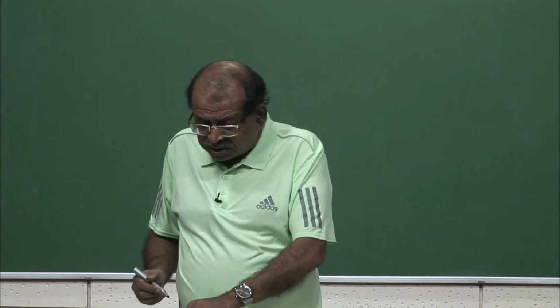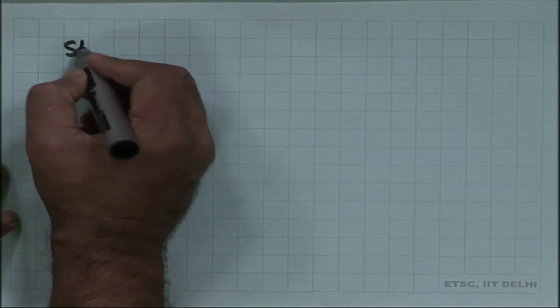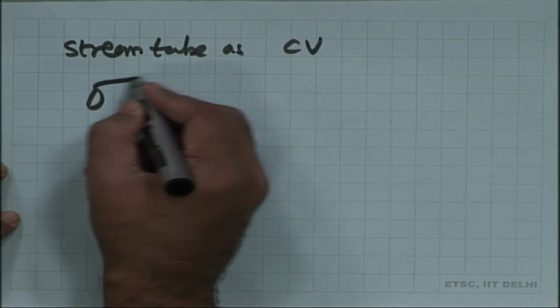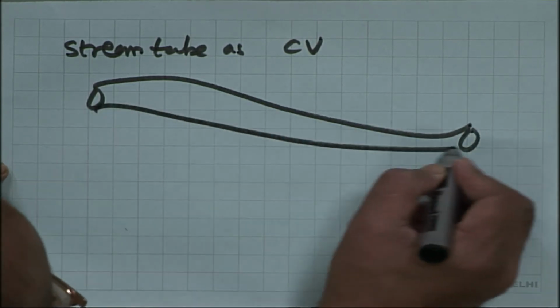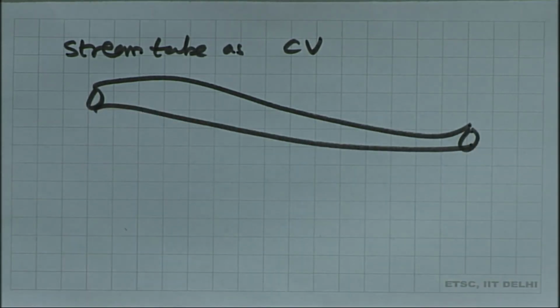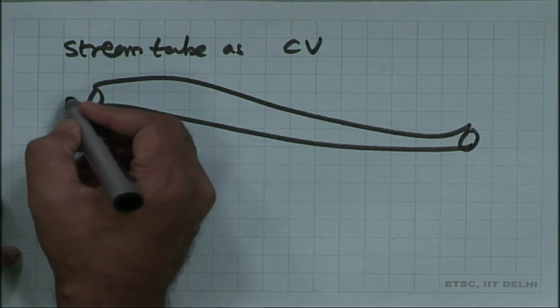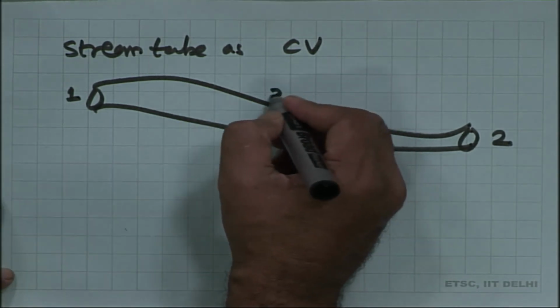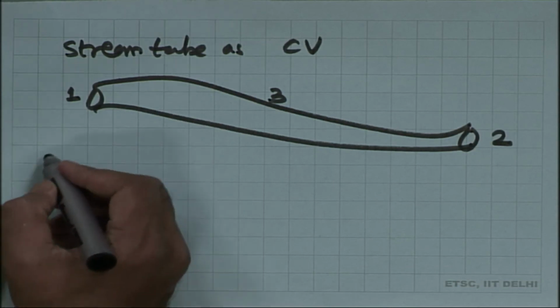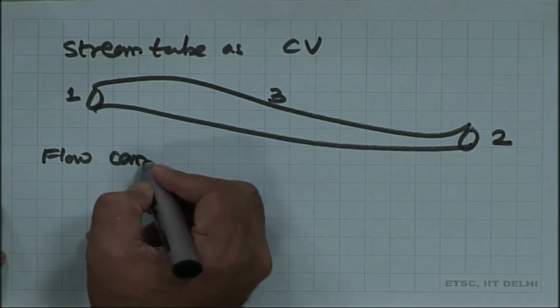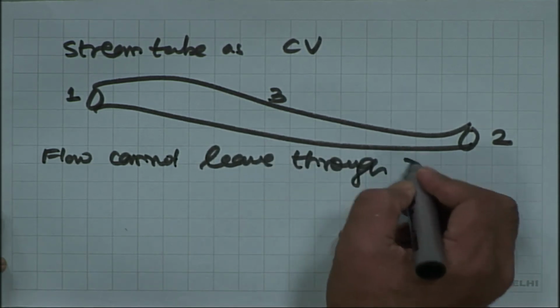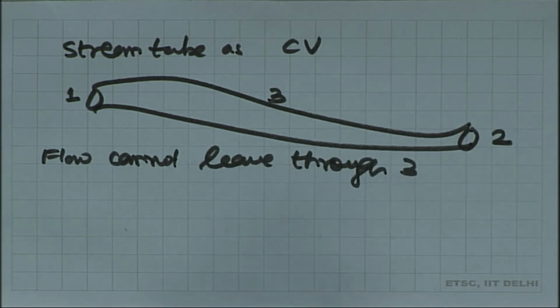Now, if I choose this stream tube as my control volume, why am I choosing it? If I call this surface 1, call this 2, and call the surrounding surface 3, flow cannot leave through 3 because they are all streamlines.